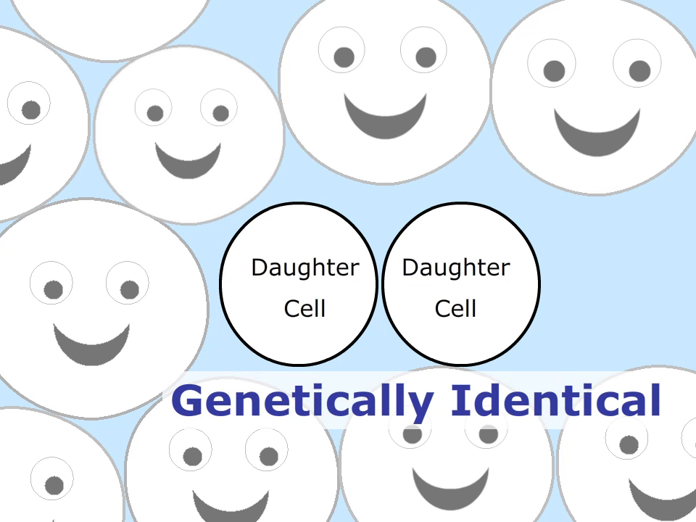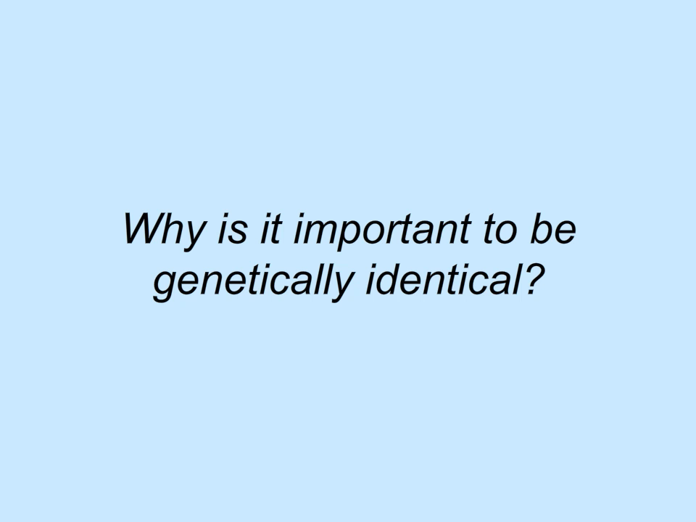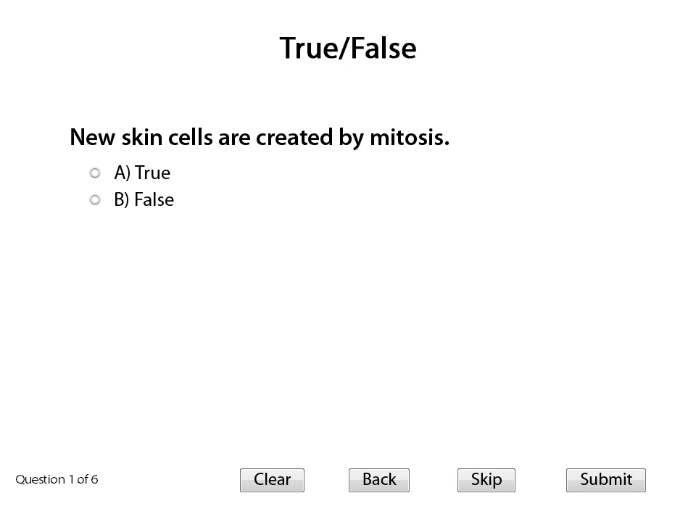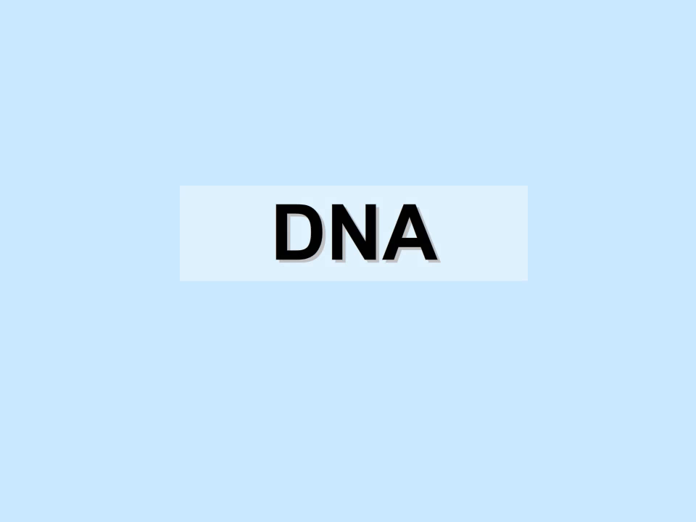These daughter cells are genetically identical to each other and to the parent cell. That means that their DNA contains the same nucleotide sequence. So why is it important for cells produced by mitotic division to be genetically identical? Well, the DNA contains the instructions for how to build a cell. If these instructions are wrong, the cell will not function properly.